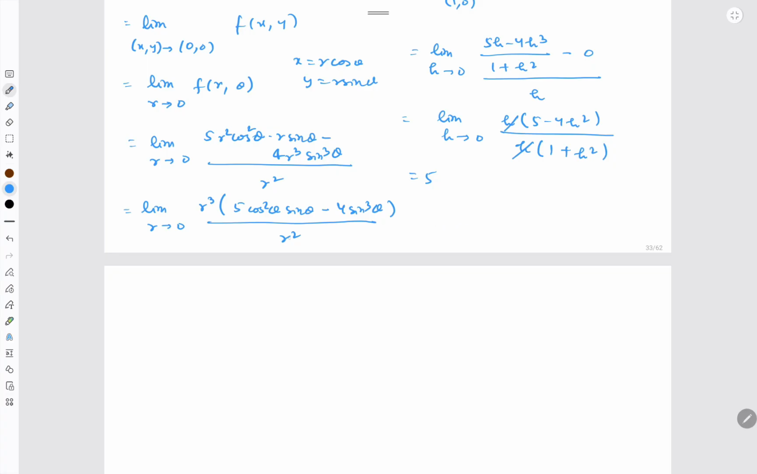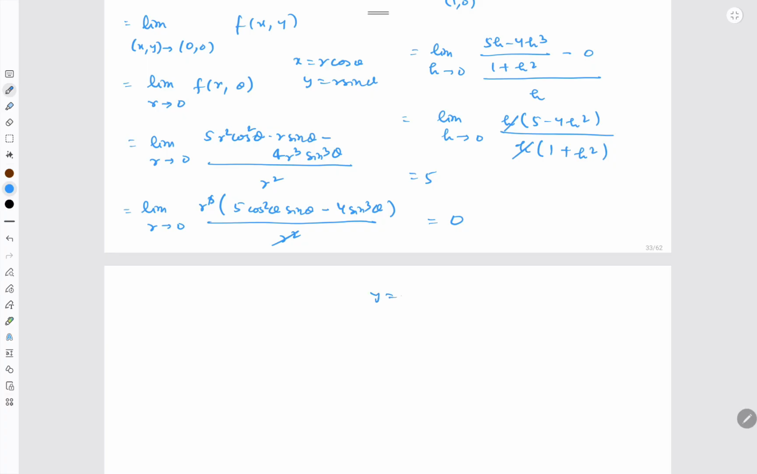Okay, I can cancel it, right? So if I take limit r tends to 0, because r is already there in the numerator, the limit will be 0 only. Why? It is independent of theta. From any direction you can come. That is the benefit of polar coordinates.